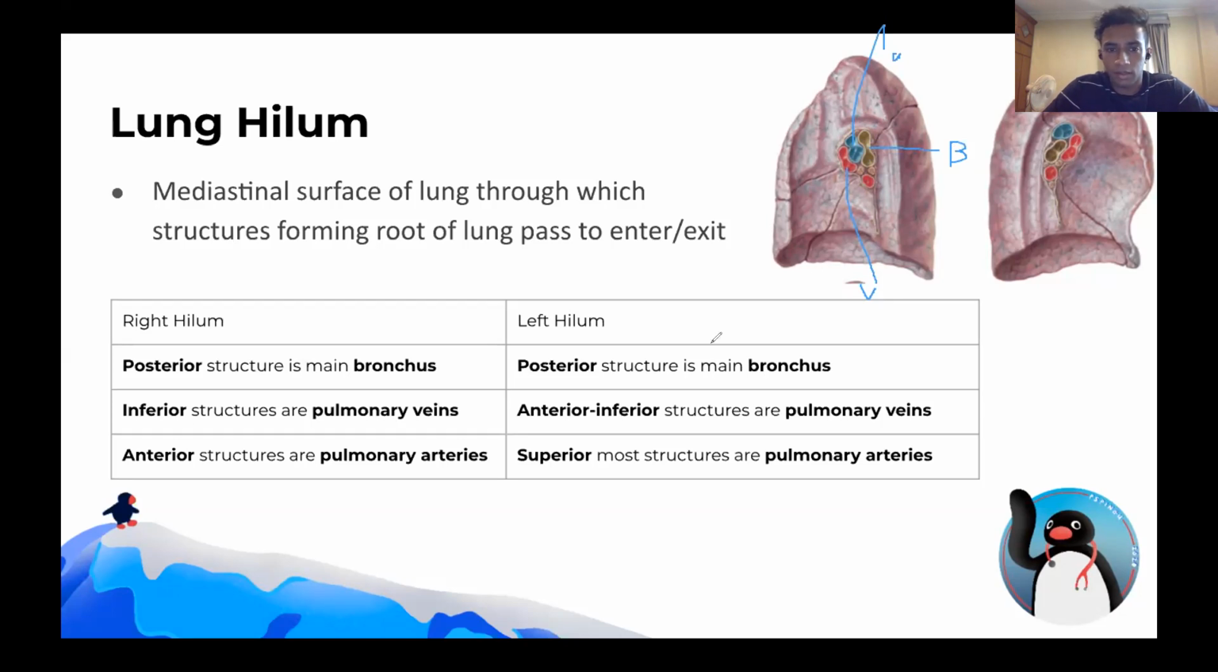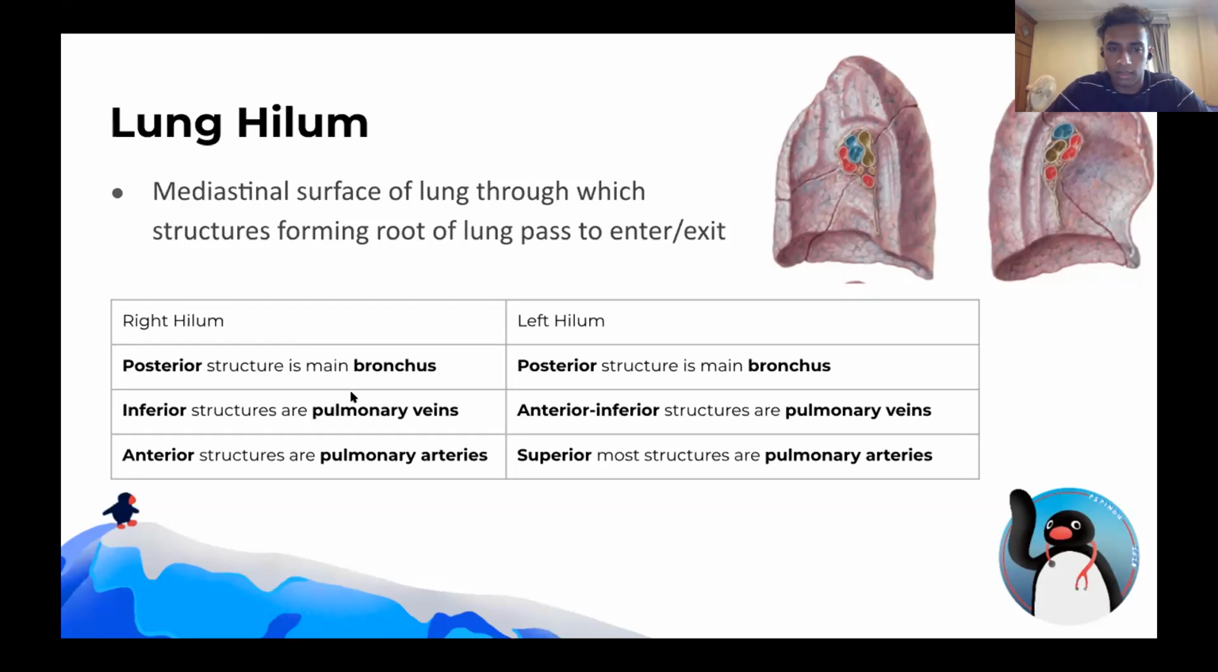Okay. So again, for both your hilums, the posterior structure is always going to be your bronchus, and what's different is your veins and arteries. So for your right hilum, your veins are going to be inferior, whereas for your left, anterior, inferior, and for the arteries, it's superior for left and inferior for right.